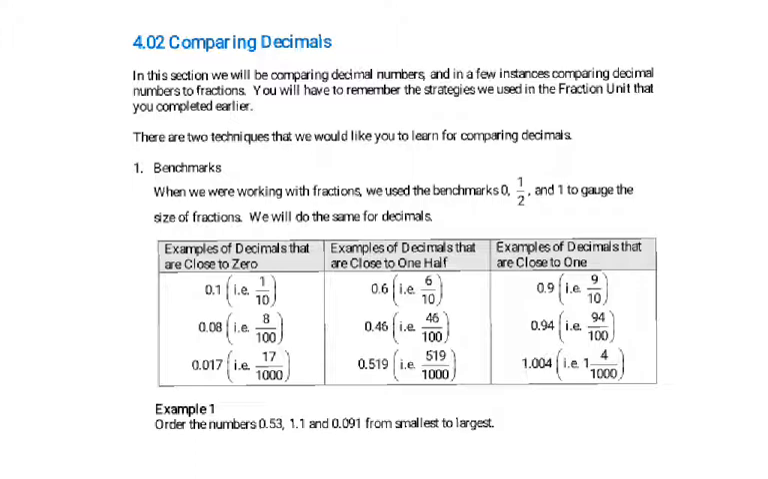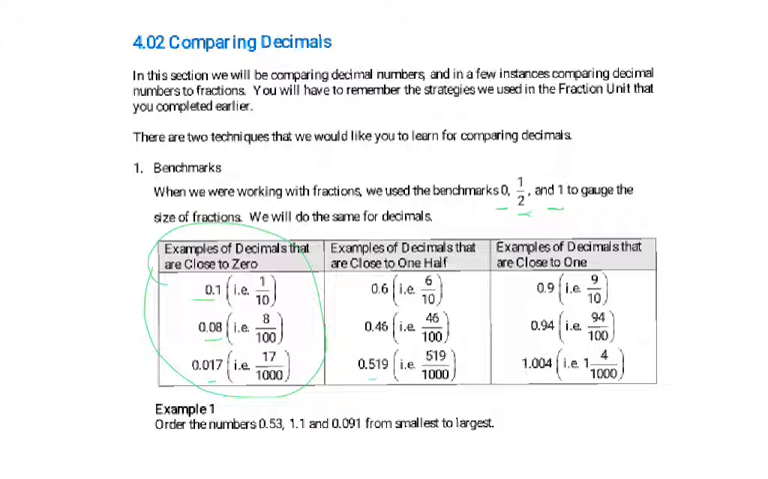When we worked with fractions, remember that we used the benchmarks 0, a half, and 1 to gauge the size of fractions. And we're going to do the same for decimals. That is always my first method that I would use when I'm trying to compare decimals. So if we look at this first column, all of these are decimals and their equivalent fractions that are close to 0. So anything that starts with 0.1 or a 0.0 something, all of these values are close to 0. They're just a little bit more than 0.